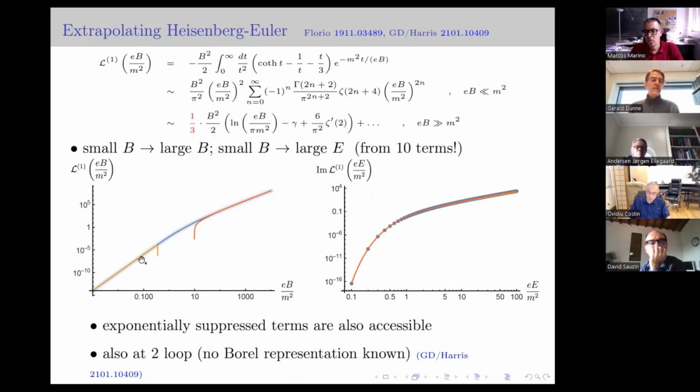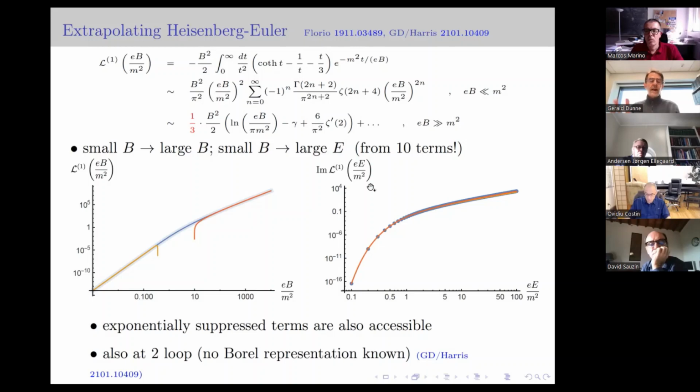So the light blue thick curve is the exact answer from the integral representation, which we happen to know. The orange curve is 10 terms of the weak field expansion. So of course that behaves like a typical asymptotic series. And the red curve is this leading strong field behavior. And you see the extrapolation, even with just 10 terms, goes beautifully between this. And since this is meromorphic, all we need here is Padé data.